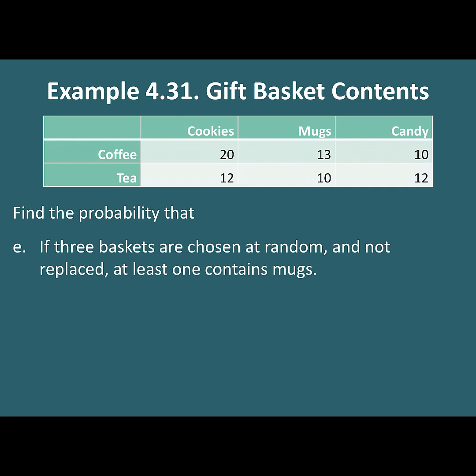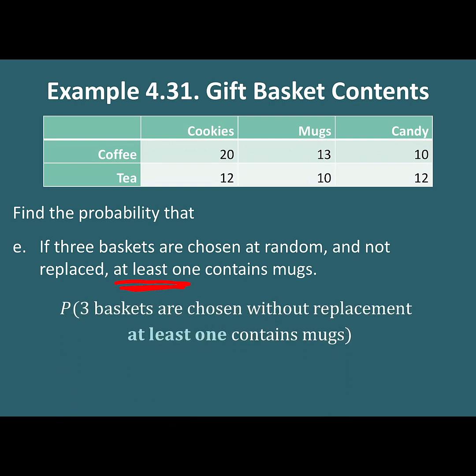Now, what's the probability if 3 baskets are chosen at random and not replaced that at least one contains a mug? There's that phrase again, at least one. So remember, whenever you are using the phrase at least one, it's the same as saying 1 minus that they have no mugs. So we simply take the answer from the previous part and subtract it from 1. Here we get 0.6609.